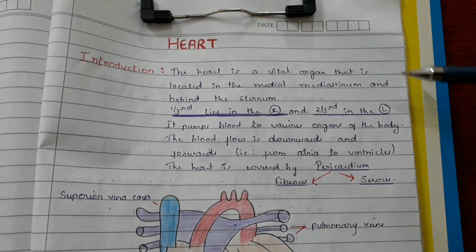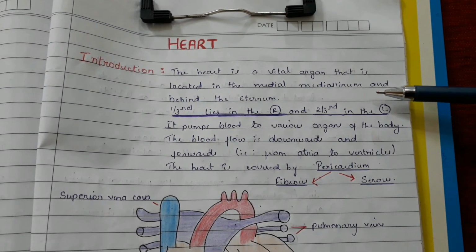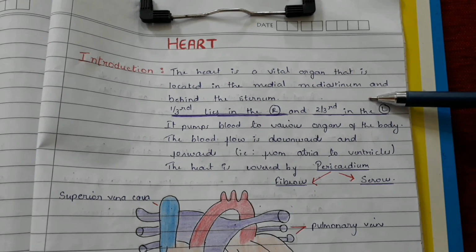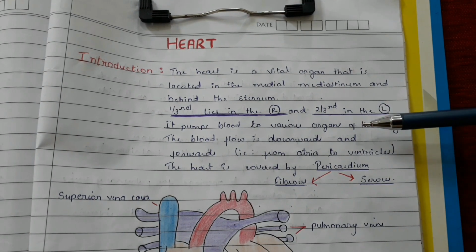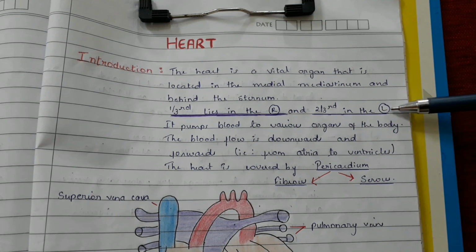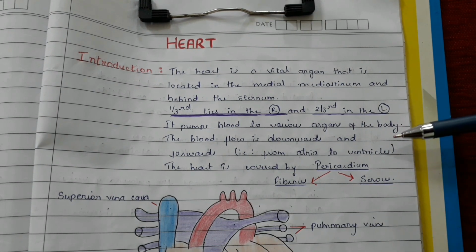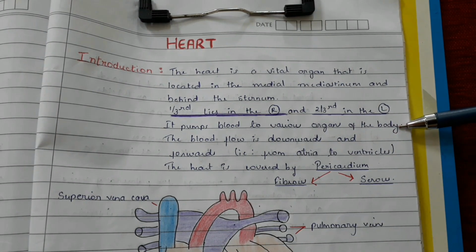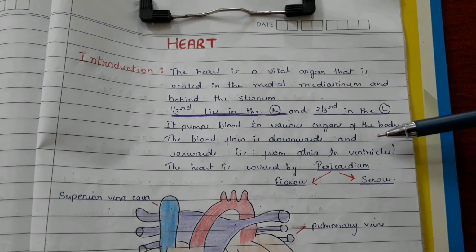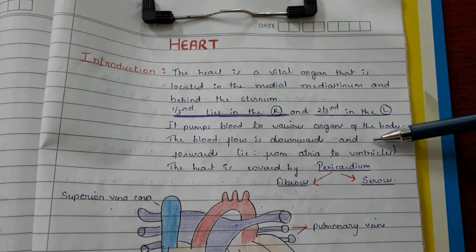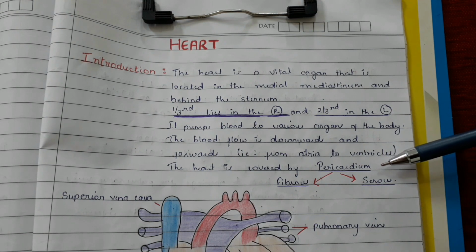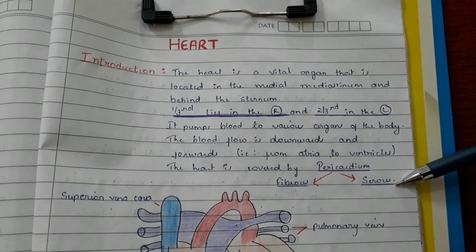The heart is a vital organ that is located in the middle mediastinum and behind the sternum. One-third lies in the right and two-thirds in the left region. It pumps blood to various organs of the body. The blood flow is downwards and forwards, that is, from the atria to the ventricles. The heart is covered by pericardium, which comprises the fibrous part and the serous part.